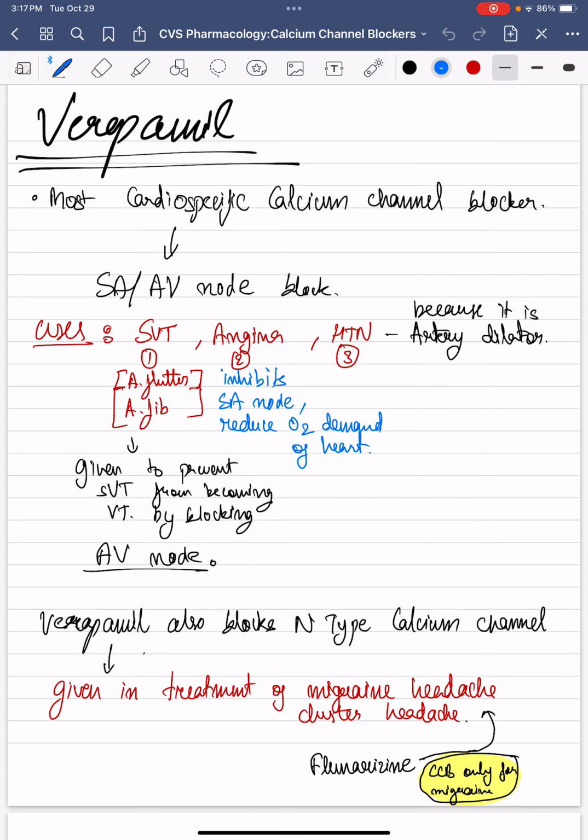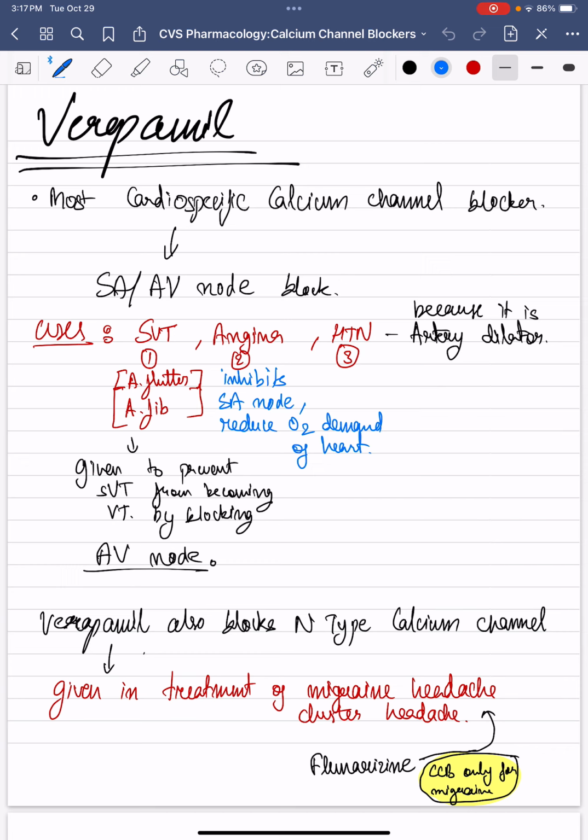In SVT, there's supraventricular tachycardia, flutter and atrial fibrillation. Verapamil is given to prevent supraventricular tachycardia from becoming ventricular tachycardia by blocking the AV node. As the AV node is blocked, the tachycardia will not spread from the atria to the ventricles, and if the SVT becomes a ventricular tachycardia, it is very harmful. So as verapamil blocks the AV node, the spread of it is limited.